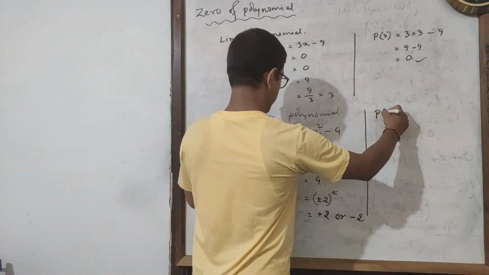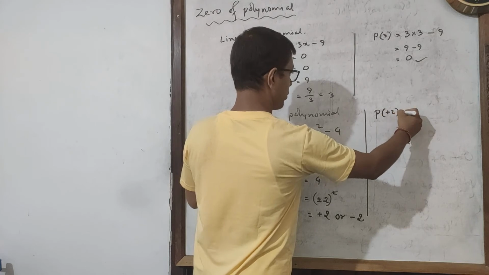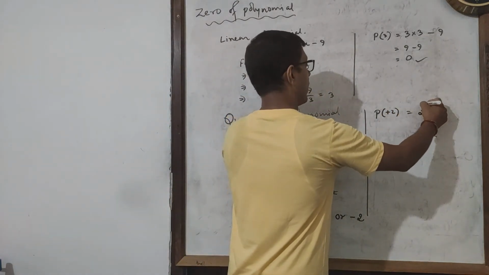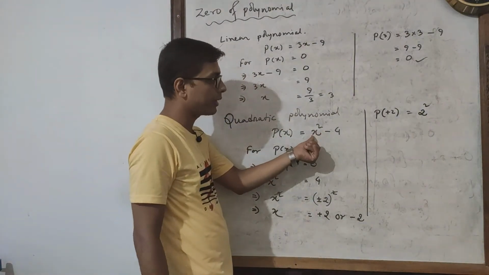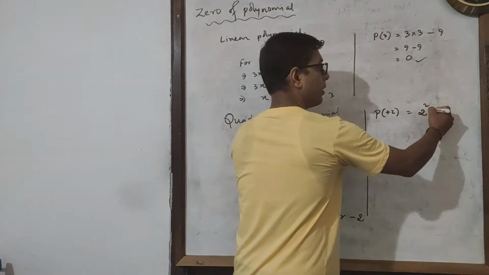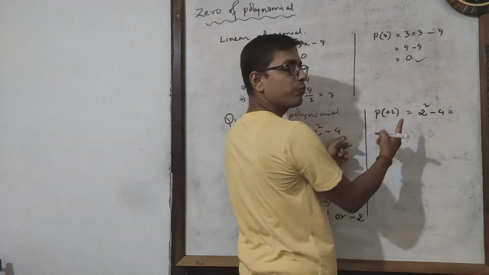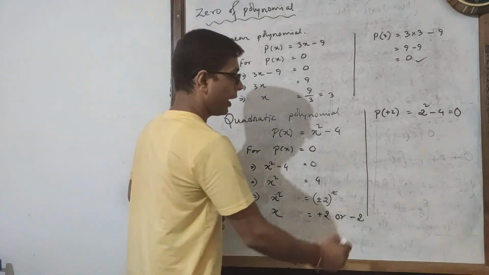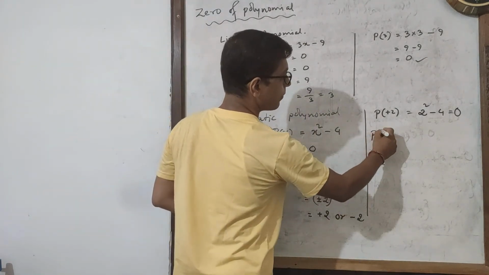Now for x equals plus 2, we are going to find the value of this polynomial, that is x square minus 4. In place of x I am writing positive 2 square, minus 4. All of you know 2 square is 4. 4 minus 4 is 0. Now for x equals minus 2, let's see whether it is true or not.